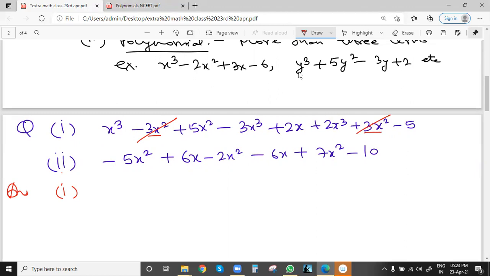So x cube minus 3x square will be minus 2x cube, or we can say minus 3x cube plus 2x cube will be minus x cube, and minus x cube will cancel with plus x cube. So the remaining value after simplification is only 5x square plus 2x minus 5. That means 3 terms, so trinomial.